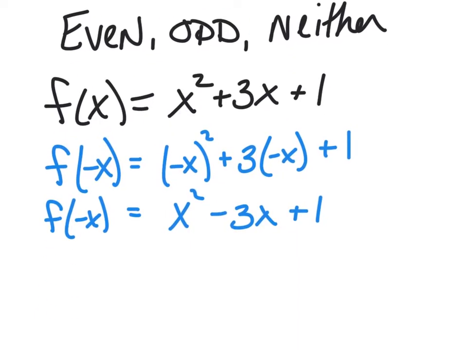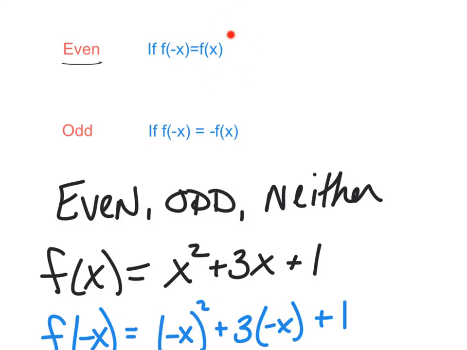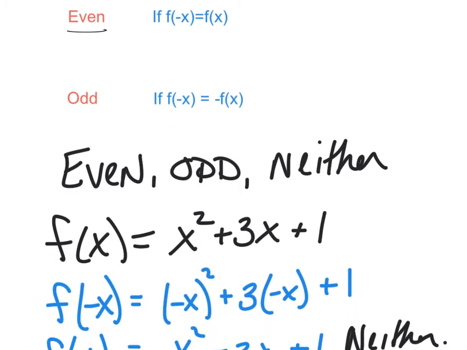Well, let's compare. X squared remained x squared, so at the moment it's the same, so I'm thinking even. But now the second one changed signs, so now I know it's not even because it's not the exact same, and I know it's not odd because this was positive and it remained positive. Therefore, this is a neither. So here's the rule, guys. When you substitute negative x in, either you get exactly the original, or you get the exact negated version of the original. Otherwise, it's nothing.